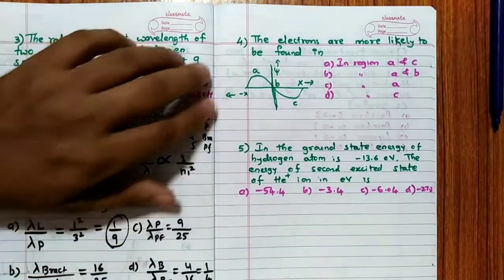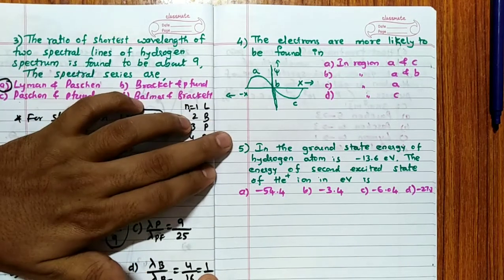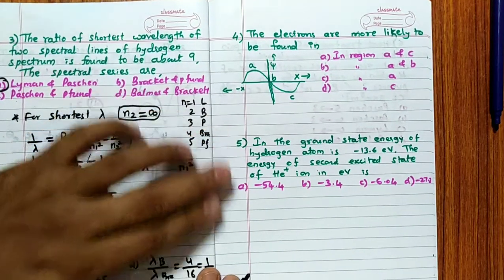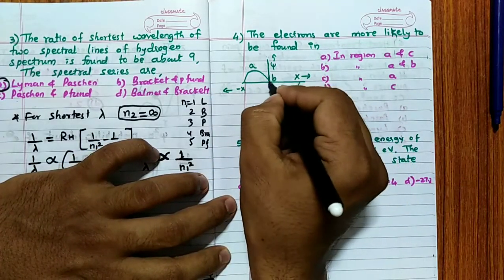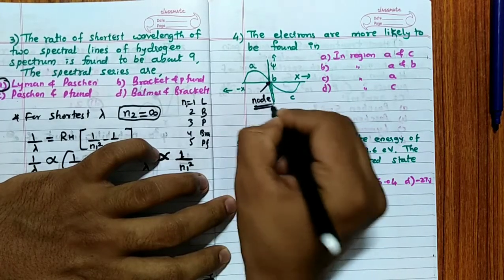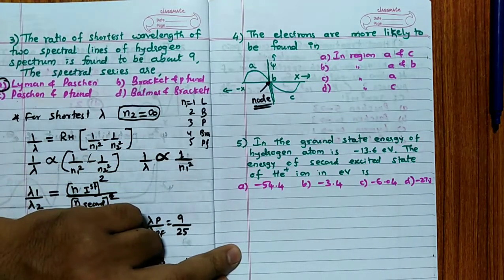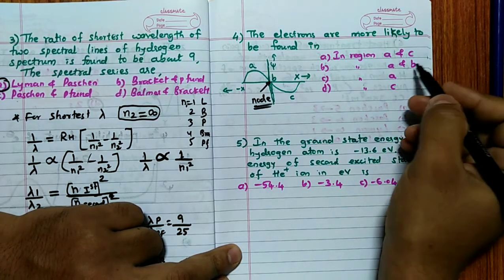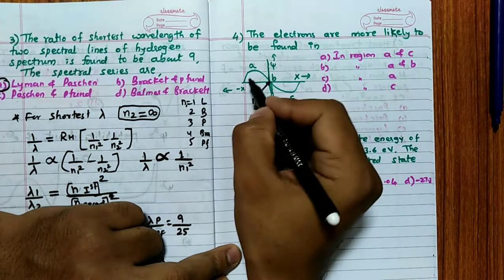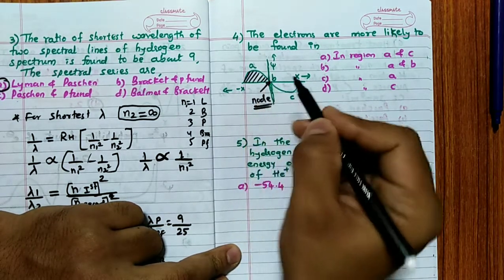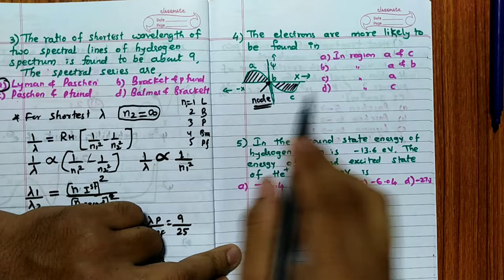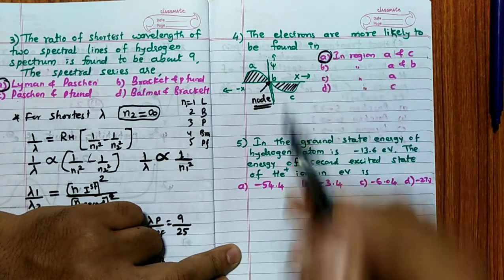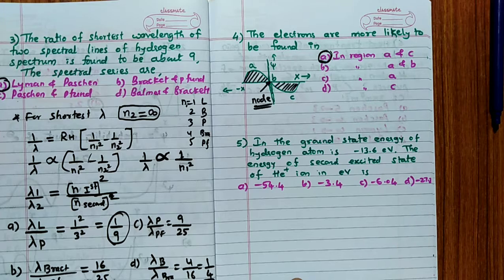Yes. Fourth one. The electrons are more likely to be found in. See, this is the wave nature that is given. One thing you remember, this is nothing but the node, where the probability of finding the electron is 0. Hence, remember, wherever B is there, you will never get it. Correct? So remember, this is the area where the electron probability is maximum. Then definitely A and C should be the answer. So in regions A and C you are going to get the answer.